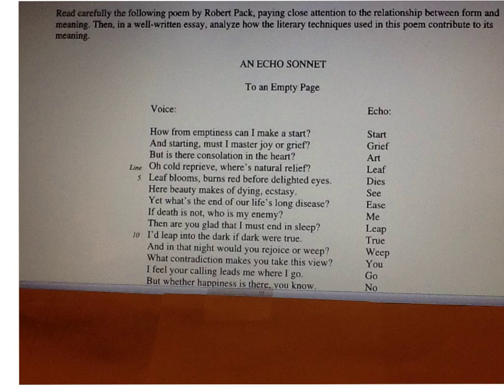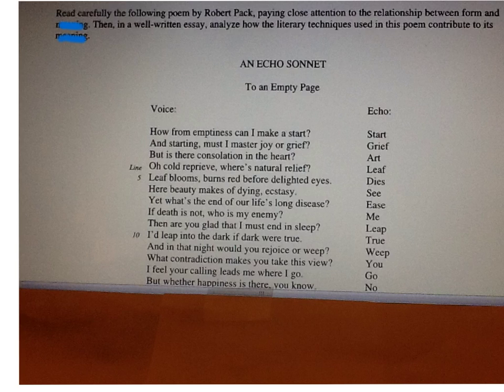In this prompt, you will notice that the word meaning is used 2 times. So that's important there, because meaning, as you know, has to do with the theme or the holistic understanding of the poem. Also, this prompt gives you a clue as to what to talk about, in that it says form, the relationship between form and meaning. So that's important to note too.